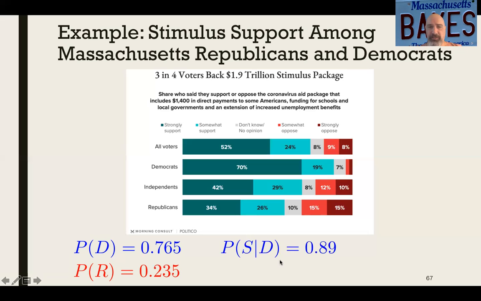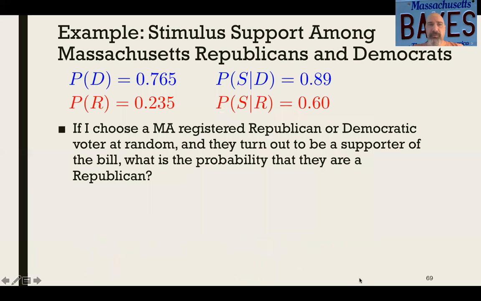And so the probability that someone supports the bill, given that they're a Democrat in Massachusetts, or given that they're a Democrat in general, is 89%. So S is the event of support, and that means strongly or somewhat. And D is the event that the individual is a Democrat. Similarly, the probability of support given Republican is 60%, the sum of 34 and 26%. And so that's information that we have up front.